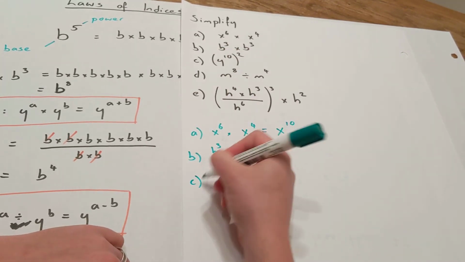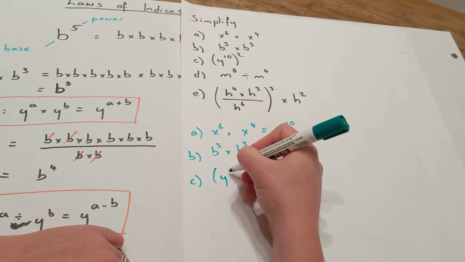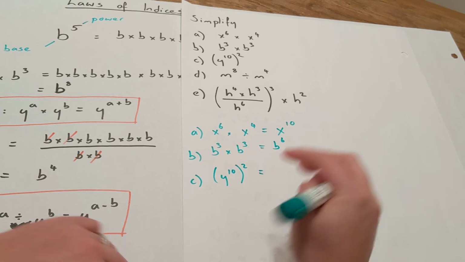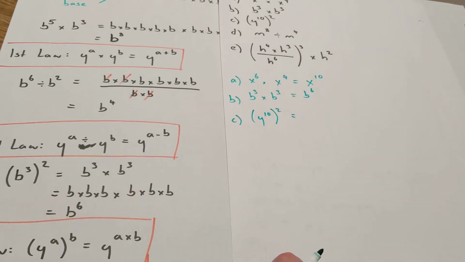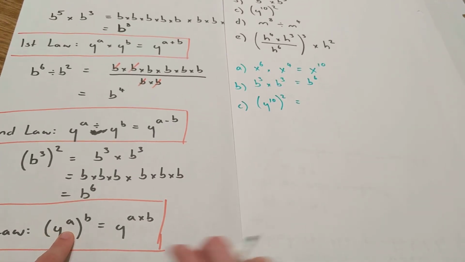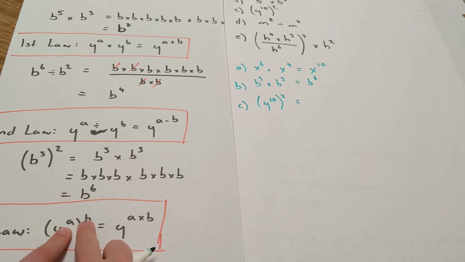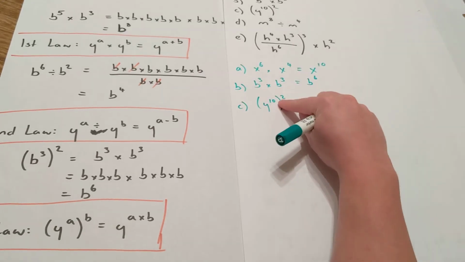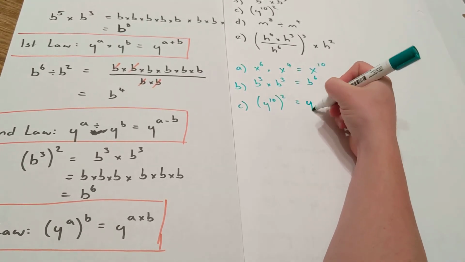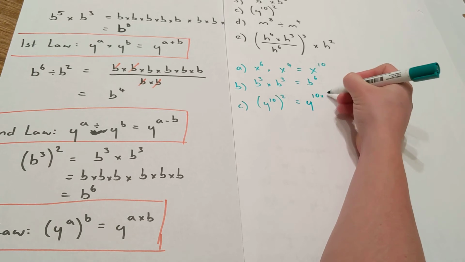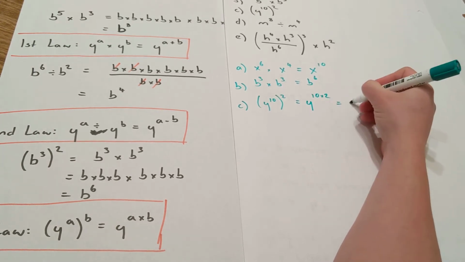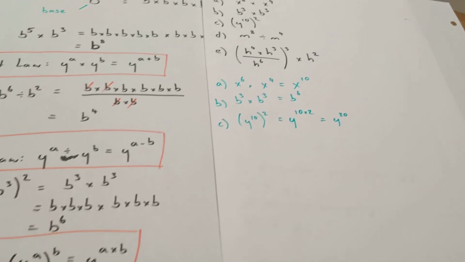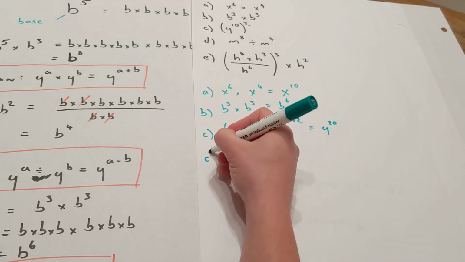C. Now we've got y to the power of 10, all of that squared. So this is going to be our third law down here. If you've got a power to another power, you times them by each other. So here we've got 10 to the power of 2, so that's the same as y to the power of 10 times 2. So that's y to the power of 20. Nice and simple.